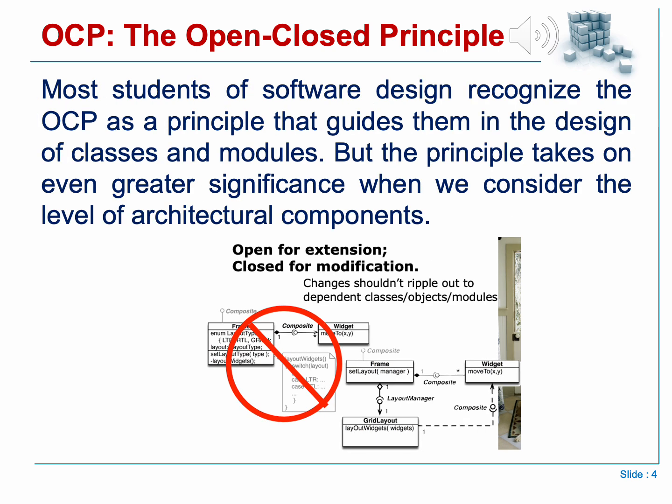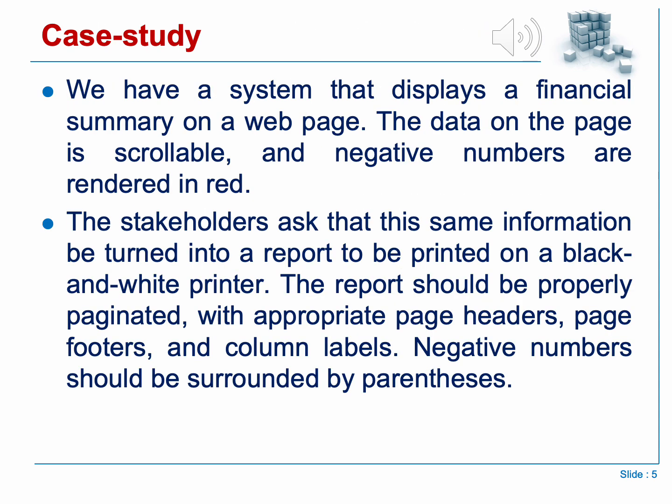This, of course, is the most fundamental reason that we study software architecture. Clearly, if simple extensions to the requirements force massive changes to the software, then the architects of that software system have engaged in a spectacular failure. Most students of software design recognize the OCP as a principle that guides them in the design of classes and modules. But the principle takes on even greater significance when we consider the level of architectural components. This case study will make this clear.